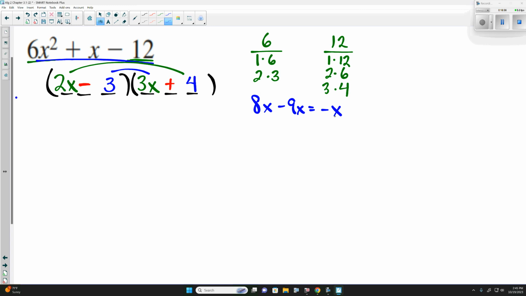Is that the one we wanted? No, but it is close, yes? We got the right number but wrong sign, so we just need to flip the signs. Because if we flip the signs, 2x times negative 4 is negative 8x. 3 times 3x is plus 9x, giving us just positive 1x.